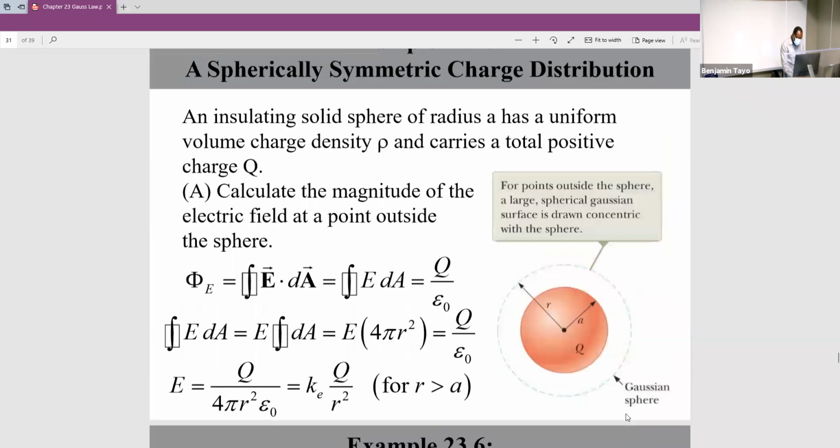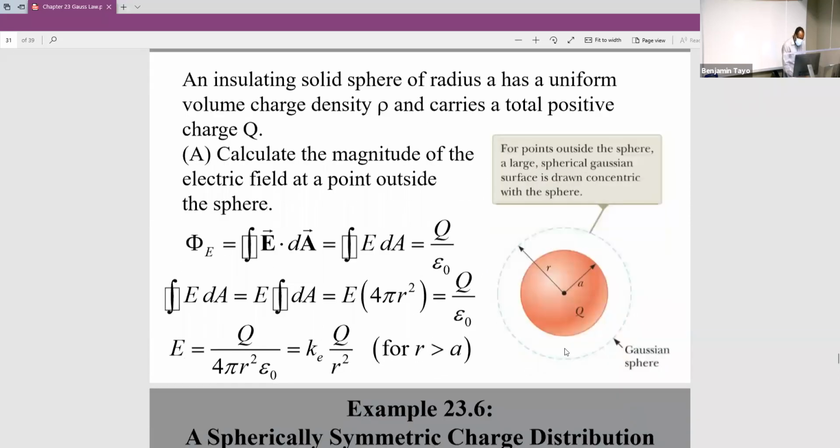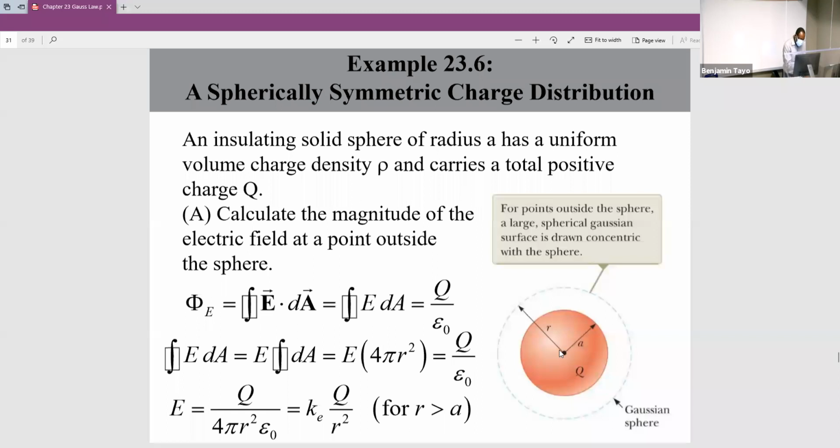The first application that I want to look at is the volume charge. So we have a solid here. This has a radius of A and has a volume. So this has a uniform volume charge density that's given by this quantity right there. Then I want to calculate the magnitude of the electric field at the point outside the sphere.